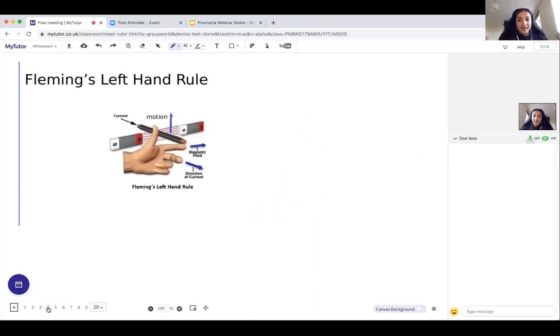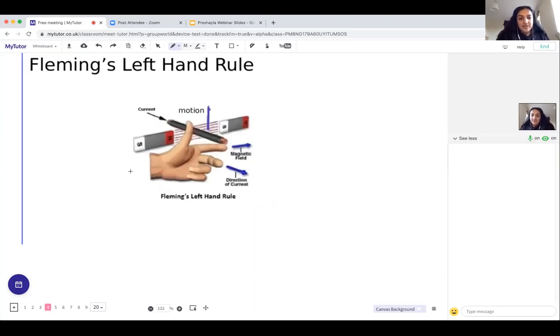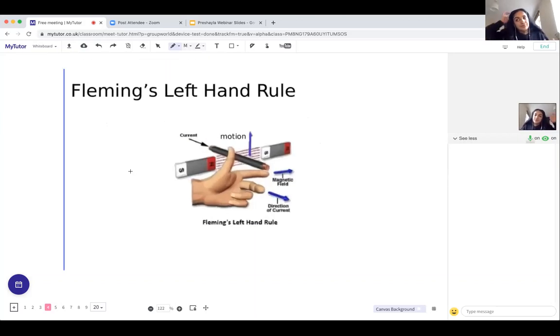But which way does the wire move? Now this is really, really important and is all governed by Fleming's left-hand rule. So Fleming invented this rule. That's why it's called Fleming. It's not anything physical, it's just a guy. And this is how it goes.